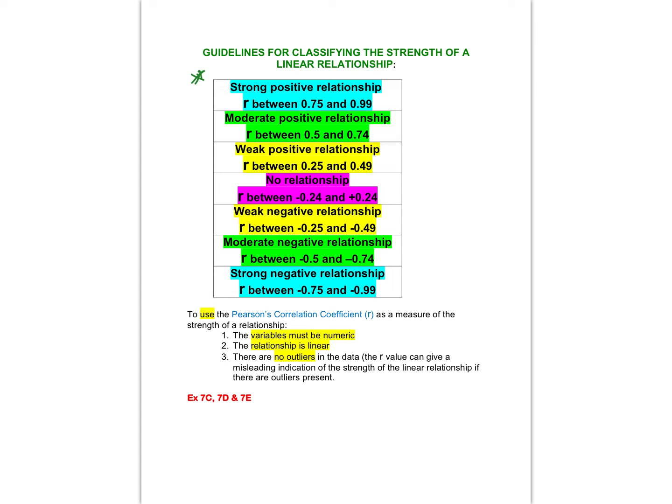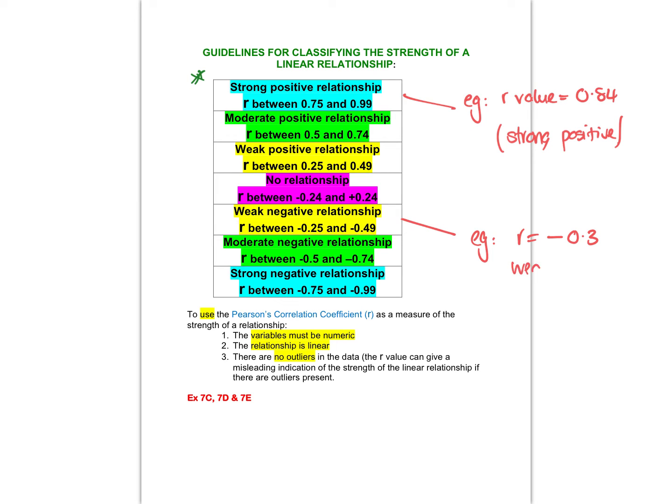So if I get an R value of 0.84, what type of relationship is that? Good. That would be a strong, it's this one, isn't it? Strong, positive. Okay, what about if I got an R value of negative 0.3? Yep, it's coming from this one, so it's a weak negative.